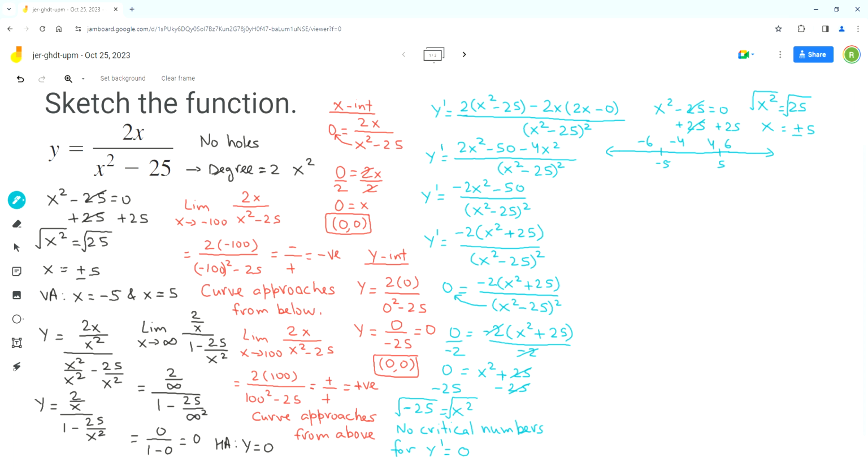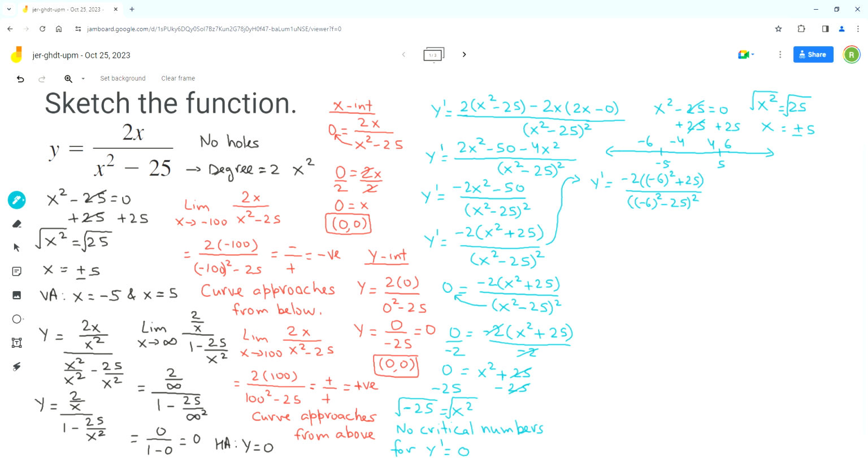So if the y prime is greater than 0, that means the function is increasing in that interval. And if the y prime is less than 0, that means the function is decreasing in that interval. So let's start with the left side of -5. So we can use this equation for y prime. So y prime, we get -2 times (-6 squared plus 25) over (-6 squared minus 25), then square.